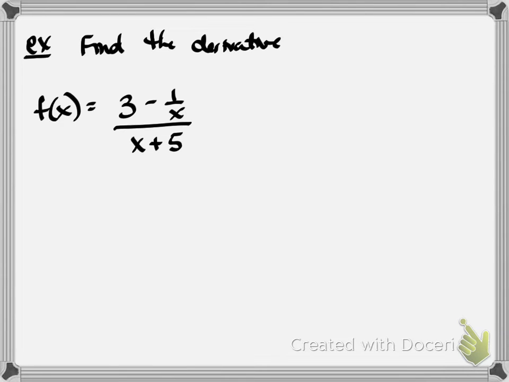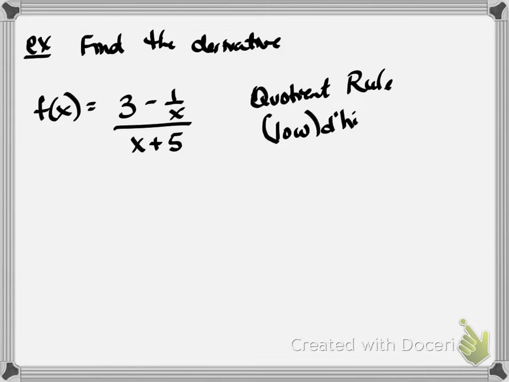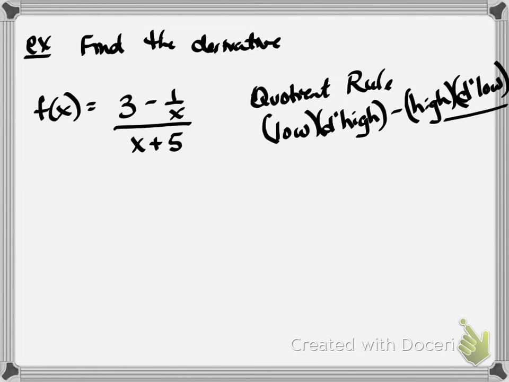So I have a quotient, and if I want to find its derivative, I'm going to have to use the quotient rule. And I just want you to say it as you write it. It's low d high minus high d low, and every time you see the d, that's derivative of the low, over low squared. So low is x plus 5.